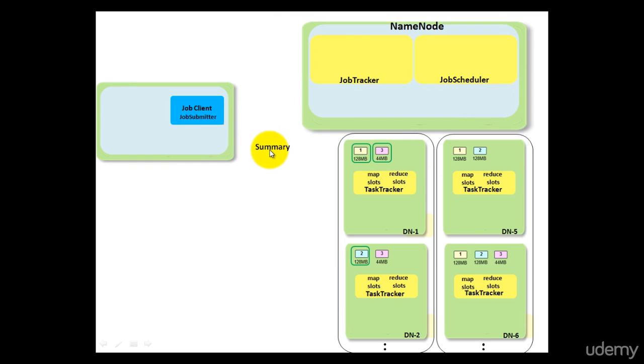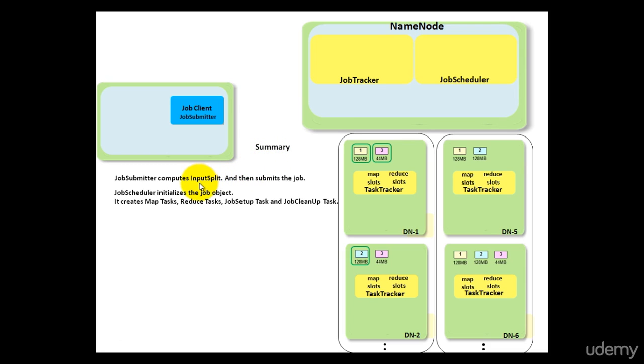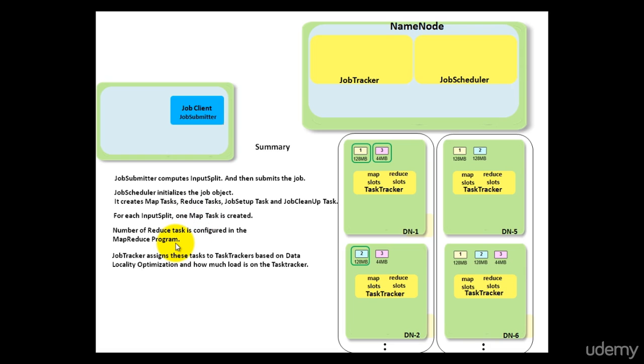Let us summarize the contents of this session. Job submitter computes the input split and then submits the job. Job scheduler initializes the job object. It creates the map tasks, reduce tasks, job setup task and job cleanup task. For each input split, one map task will be created. Number of reduce tasks is configured in the Mapreduce program. Job tracker will assign these tasks to the task trackers based on resource availability and data locality optimization.